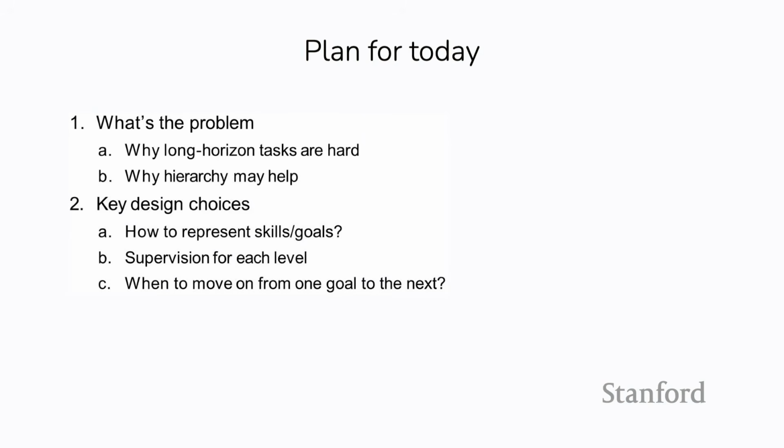And then we'll be talking about some of the key design choices behind hierarchical imitation and reinforcement learning methods, including how to represent skills and goals, when to move on from one goal or task to another, and the supervision for the different levels of the hierarchy. And then lastly, we'll go through a couple examples of what these systems could actually look like, because there are a variety of different ways that you could design these sort of hierarchical systems.